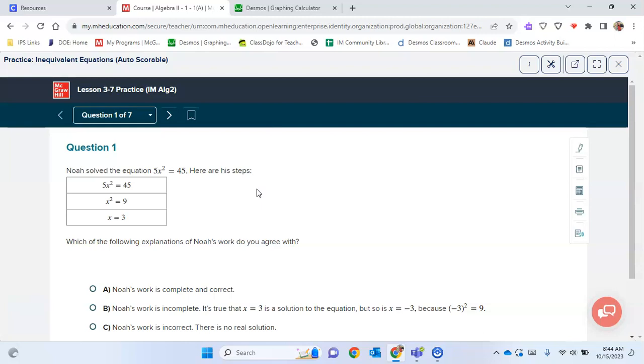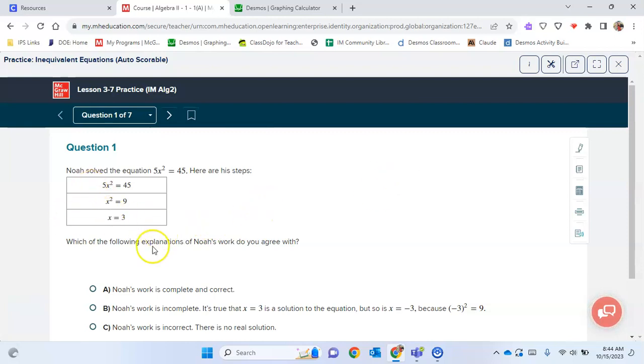Noah solved the equation 5x squared equals 45. Here are his steps. 5x squared equals 45. Then he divided both sides by 5. x squared equals 9. Then he took the square root of both sides. Which of the following explanations of Noah's work do you agree with?